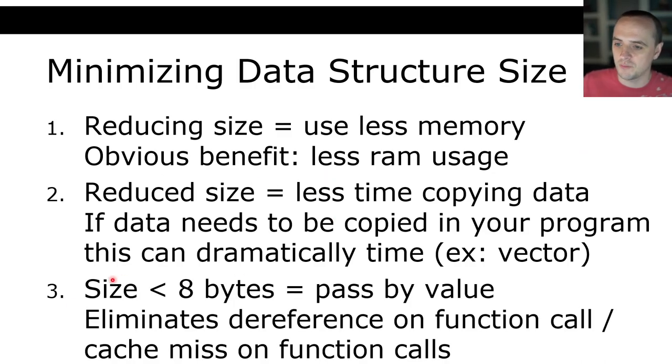And if you can somehow get all of your data down to 8 bytes or less, then you can pass everything by value instead of by reference. Passing small data by value eliminates that extra dereferencing step, which can help speed up your program. So it eliminates that dereference call or pointer call where before you were passing pointers or references. Now you can pass by value and it makes things faster.